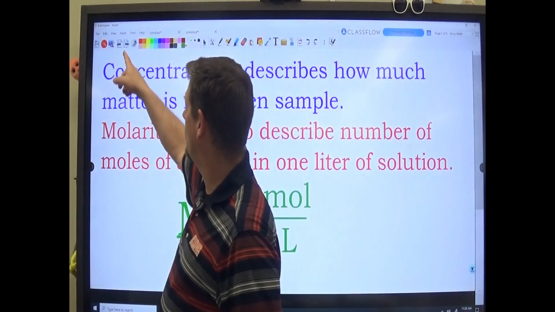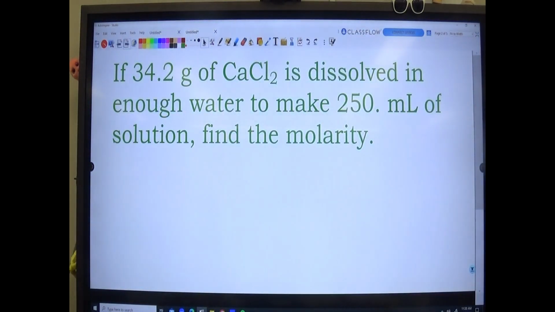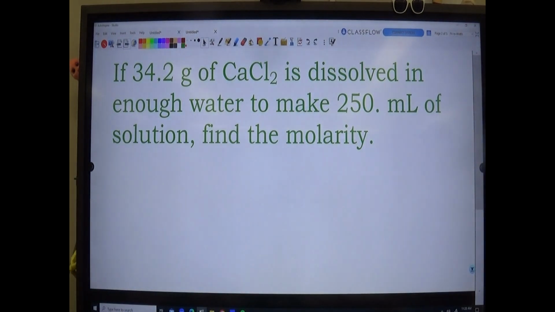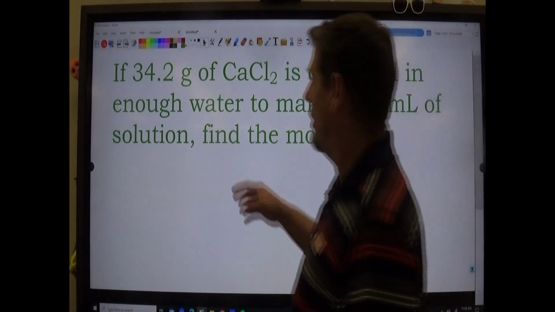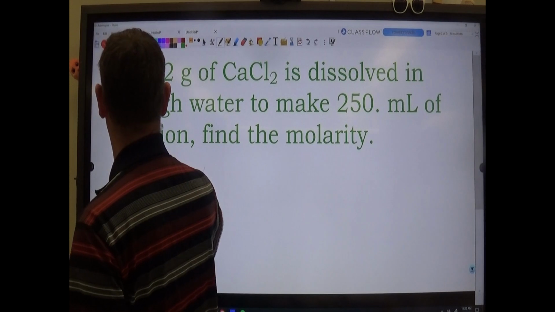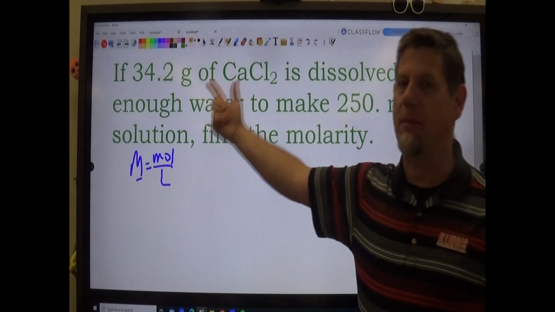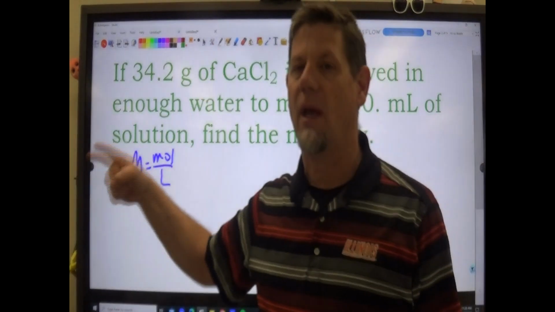So let's just do a couple of these calculation problems. I'll just leave it up here on the board for a moment. I'll read it out loud, and then I'll work through it so you can see what we're doing. If 34.2 grams of calcium chloride is dissolved in enough water, see there's that phrase again, enough water, to make 250 milliliters of solution, calculate the molarity. So molarity, again, we talked about this a moment ago. Molarity is moles per liter. They didn't give me moles, they gave me grams. So you've got to take the grams and convert to moles.